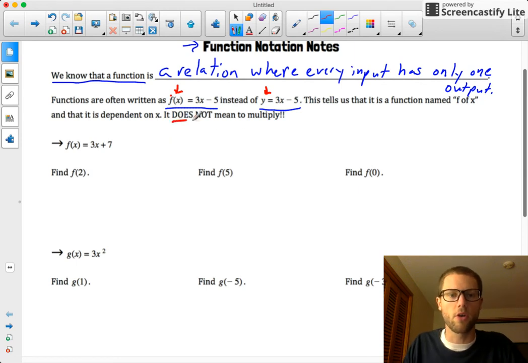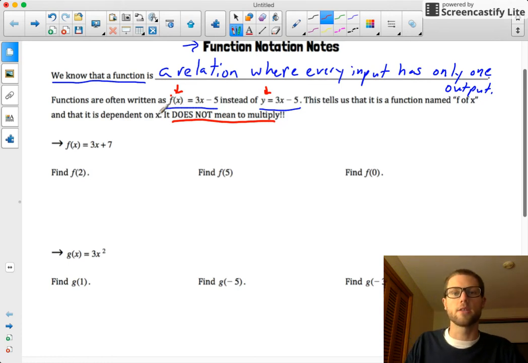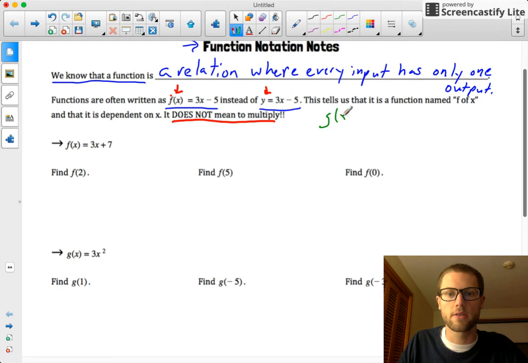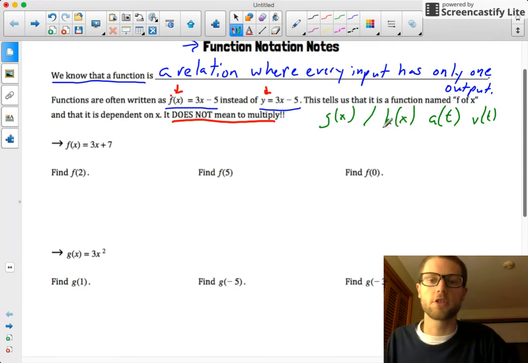Biggest mistake though is people want to multiply this weird letter f times x. That's not what it means at all. It's just a notation that we would say f of x. F is the name of the function that's commonly used, and x is my input for that function. We could also see functions named g of x. We could see functions named h of x, and really anything, a of t, v of t, that's a common one when you talk about velocity and time. This is just how we say these function names.